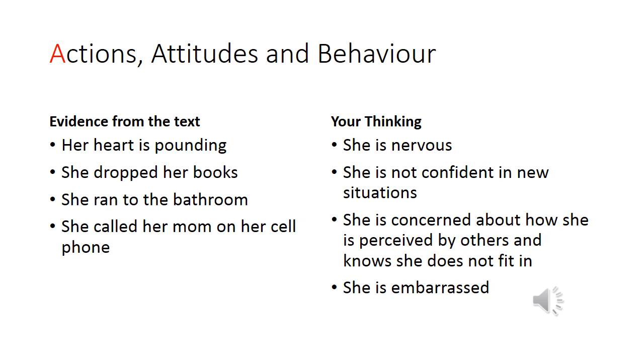Anne's actions and behavior in this short excerpt tell us that her heart is pounding. She dropped her books when she saw the girls. She ran to the bathroom, and she called her mom on her cell phone. Those actions and behaviors tell me that she is probably nervous.